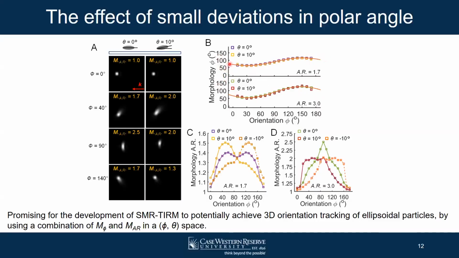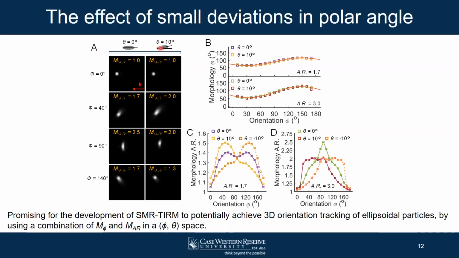However, if we look at the morphology aspect ratio, so these simulated images of evanescent wave scattering for two different polar angles and different azimuthal angles, we see that, okay, at 0 degrees, there's really no change in the aspect ratio. But actually, as we change azimuthal angle, there is a sensitive change in the aspect ratio as a consequence of changes in polar angle. Okay, so the images show that.